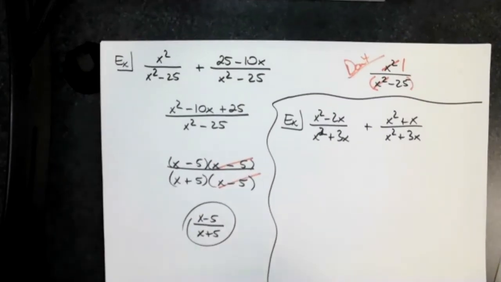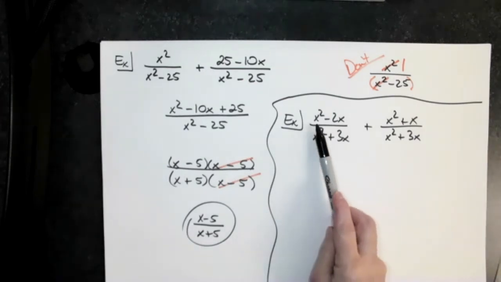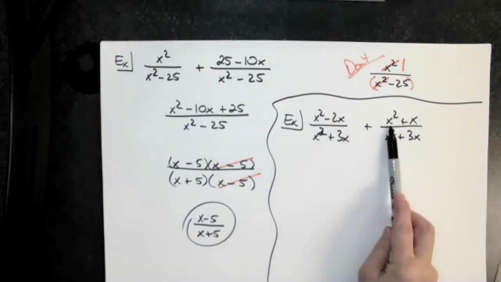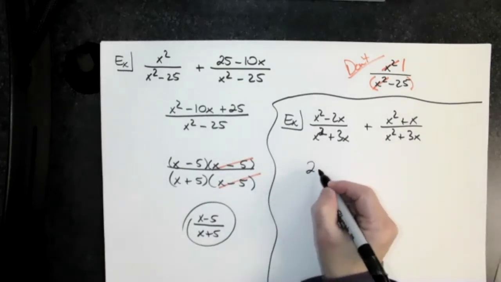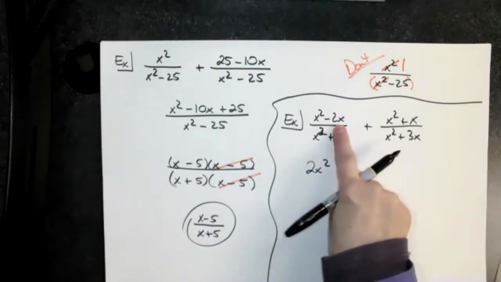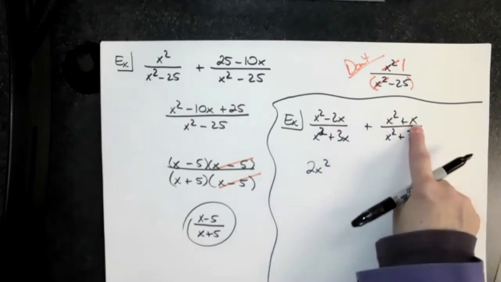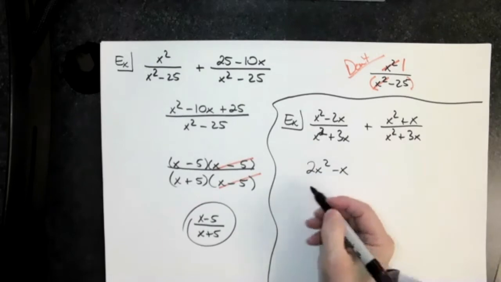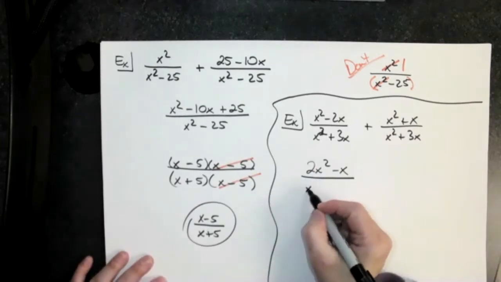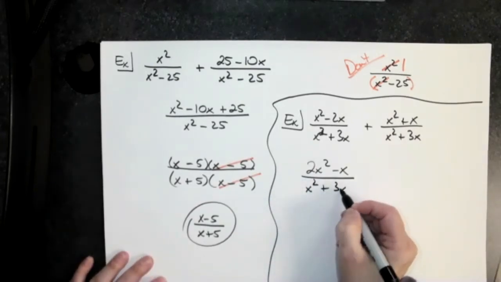Okay, hopefully this one went kind of smooth. We've got an x squared term here and an x squared term here, so I can add those. So I'll have a 2x squared. Then I had a negative 2x and a plus x there, so when I add those, I'm going to have a minus x. A pretty simple numerator, and then an x squared plus 3x on the bottom.